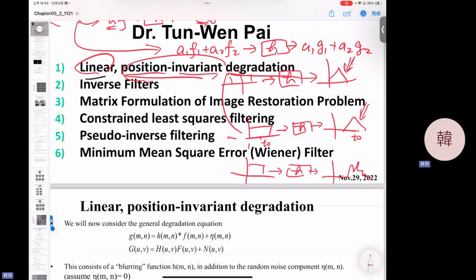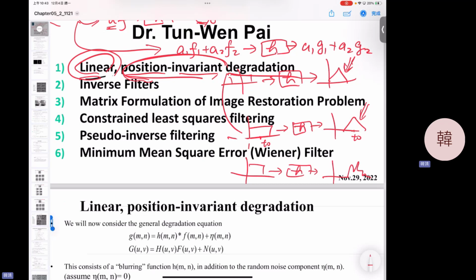That's the position variant idea. So we have to assume these two basic degradation model characteristics are maintained in our system. It's a linear system. It's a position invariant system. So you have to make sure of that.